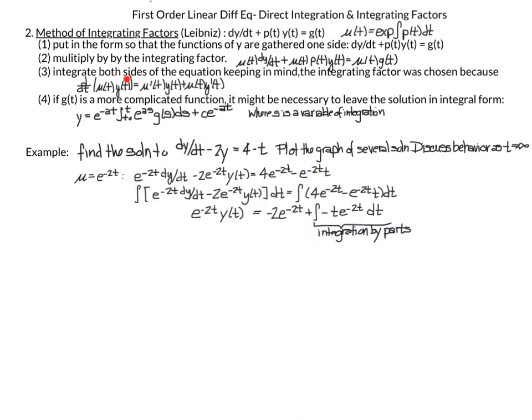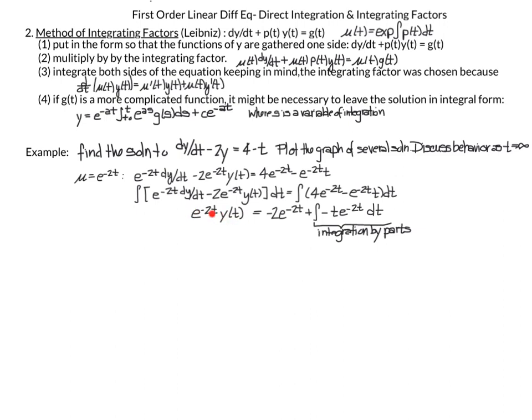Next, we can integrate both sides of the equation, keeping in mind the integrating factor was chosen because of this product rule, that the derivative of mu of t times y of t is equal to mu prime of t y of t plus mu of t y prime of t. So integrating both sides of the equation with respect to t, keeping in mind y is a function of t, and also keeping in mind that when you integrate this part, you're just going to be left with mu of t times y of t.